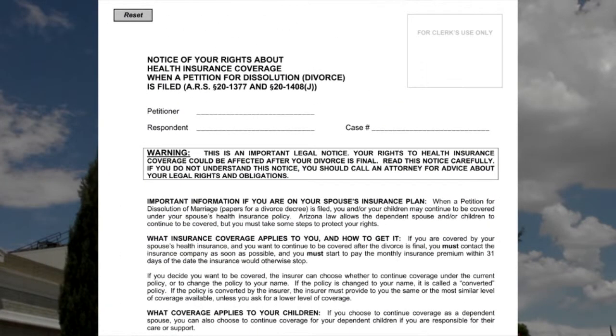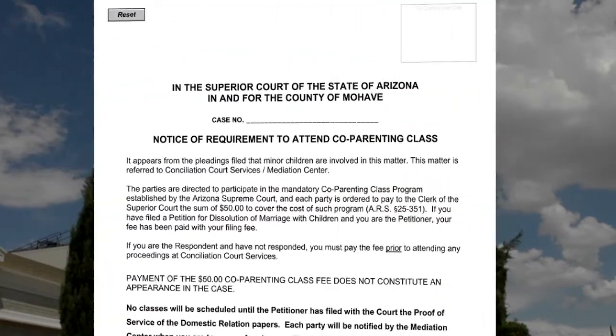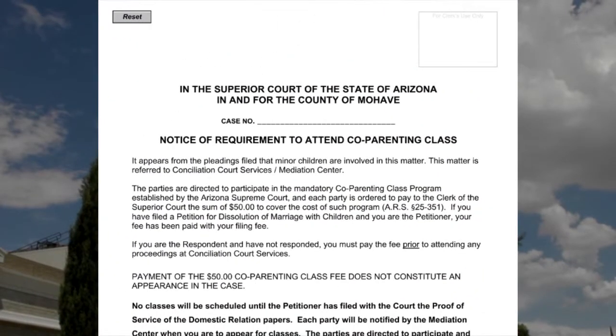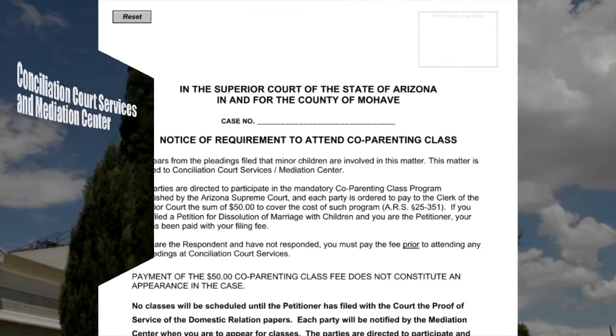The next form is called the Notice of Your Rights about Health Insurance Coverage. It explains your rights to insurance coverage at the conclusion of the divorce and how your children's coverage may be affected, and what steps you may have to take to avoid any lapse in coverage. The final two forms are the Notice of Requirement to attend co-parenting class and the Affidavit regarding minor children.